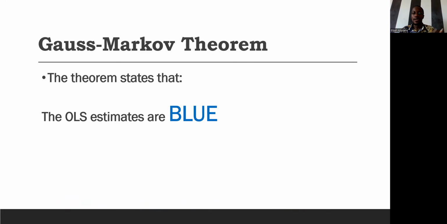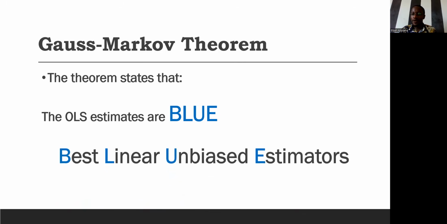What does it mean? B stands for best, L for linear, U for unbiased, E for estimators. So we're just trying to say that they are best, linear, and unbiased estimators. BLUE is just an acronym. Linear in the sense that we have established that the dependent variable is a linear function of the regression coefficients. Every linear regression model means linearity in the parameters, as we have come to understand.